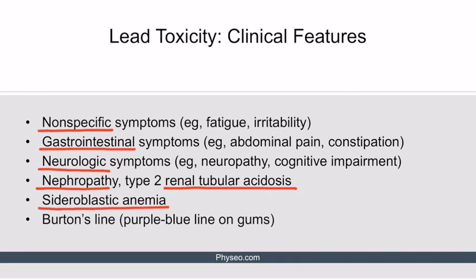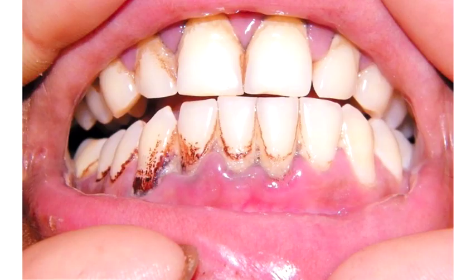Finally, physical exam of patients with lead toxicity can reveal a Burton's line, which is a purple-blue line on the gums. Let me show you what this looks like. So here we see an example of Burton's line and how this will look in a patient with chronic lead poisoning, often described as a purple-blue line on the gums.